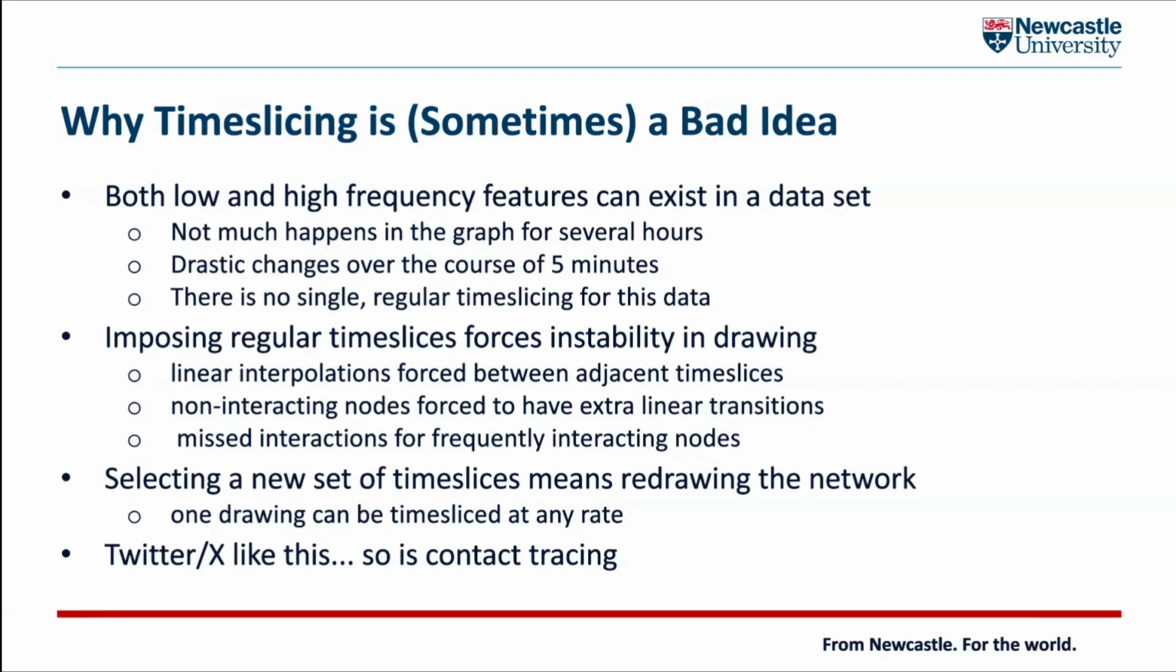Also, imposing these regular time slices, if there's no activity, imposes motion on the vertices because they just flop around with the repulsive forces. And also, if you don't like the set of time slices you selected, you need to select a new set, so might as well draw it without time slices. Social media is set up this way, so is contact tracing. Generally, people don't decide at 1 o'clock to meet up and then separate for an hour, right? It's spread out through the space-time cube.